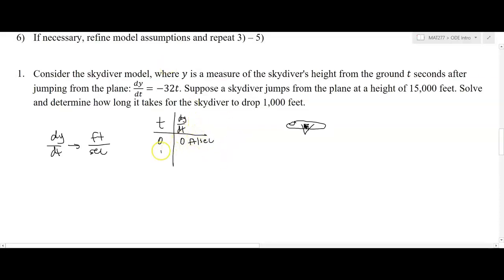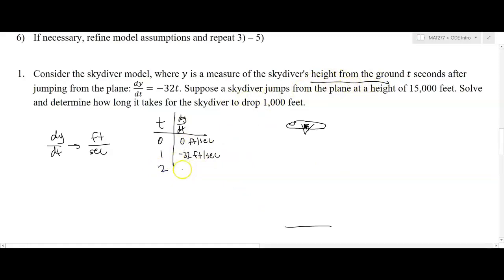So before the skydiver jumps from the plane, their altitude isn't changing yet. 1 second after the jump, physics tells us the skydiver should be falling at a rate of 32 feet per second. Now the reason it's negative is because this is the height from the ground, right? So the distance as time passes is going to get shorter and shorter, as opposed to the distance from the plane, which gradually gets larger and larger. But we are decreasing our height from the ground. So that's the key here.